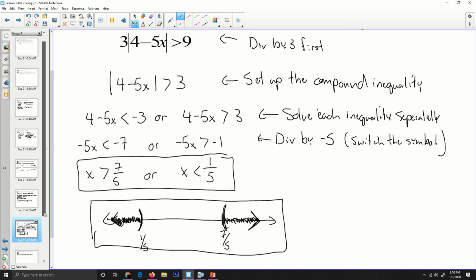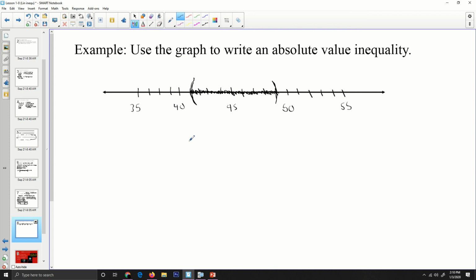Finally, it says use the graph to write an absolute value inequality. So if this is 45, 1, 2, 3, 4, that would be right here 49, and if I go back 1, 2, 3, 4, that's going to be 41. We want to write an absolute value inequality. Clearly, because it's an interval that doesn't go to the left and to the right, it's just a segment of the number line here.